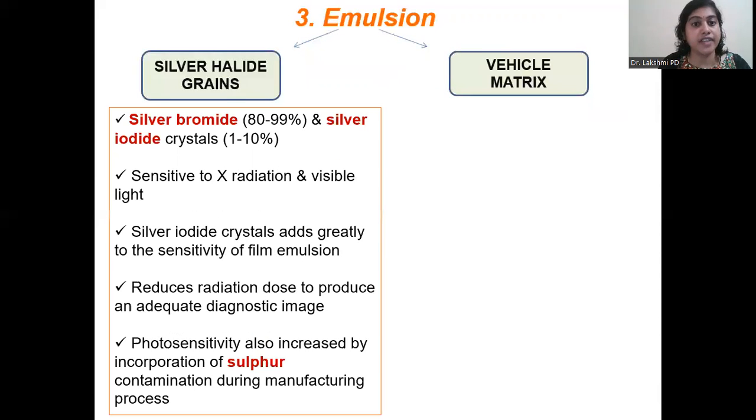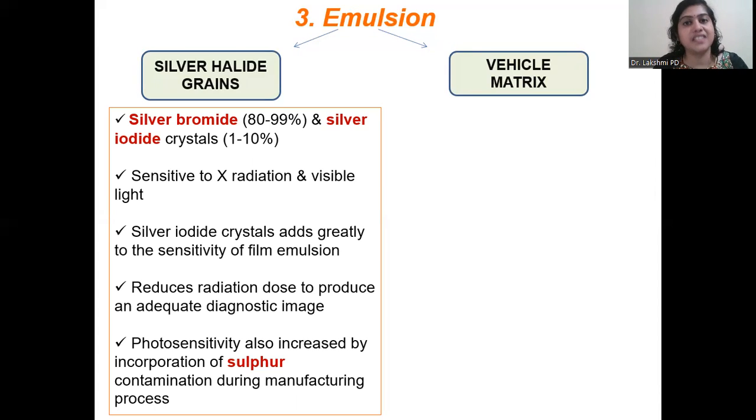These silver halide grains, 99% is of silver bromide, and only 1 to 10% is of silver iodide. The reason why silver iodide is added to your silver bromide crystals is that it creates surface irregularities, which will increase the radio sensitivity of your film. Apart from silver iodide crystals, the manufacturers also add small amounts of sulfur compounds to increase the photosensitivity of your X-ray film.